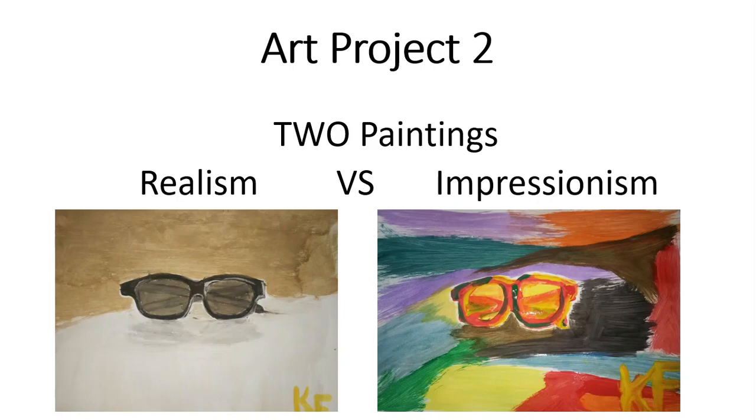And this is where you're going to be doing two paintings. One of them is going to be a realism painting, and one of them is going to be an impressionism painting. These are really good examples.